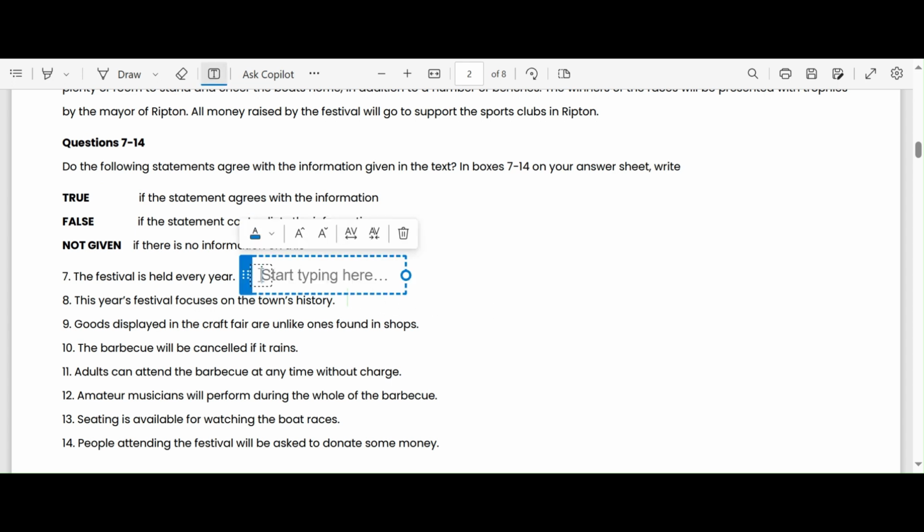Well, yeah. So it will be true, right? Let me put it here: true. This will be true, right? Let's move to the next question now.